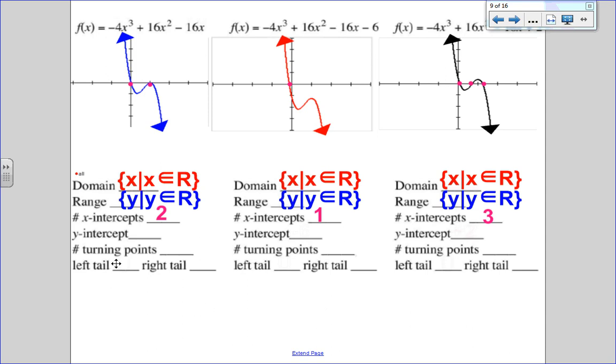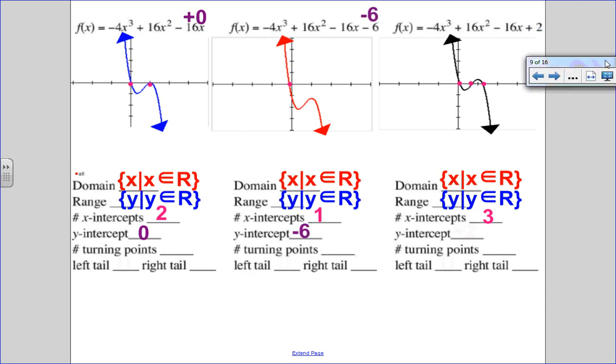Let's look at the y-intercept. So here I have no constant value, so it's a 0. It's like a +0. Here my constant value is -6. So that's my y-intercept. Now my last graph I have a +2. So that is my y-intercept.